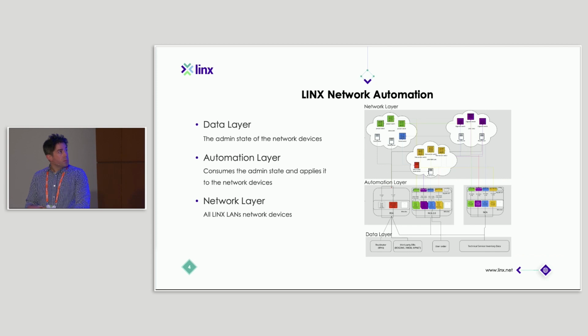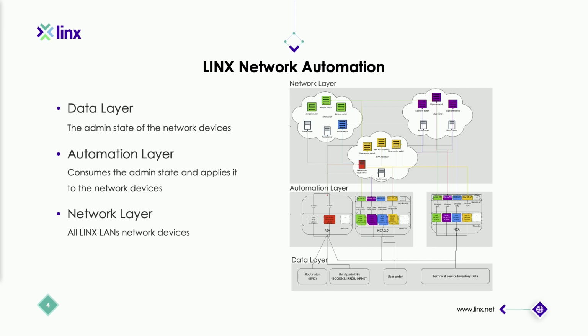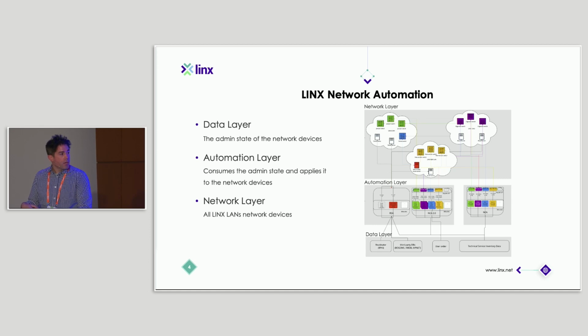This is a more general schematic of the different layers. So you have the data layer, which represents the admin state of the network devices. So you have the technical service inventory data, which is where we basically keep the majority of our data, and is used by the three platforms. And then the user order, which is specifically for the NCA 2.0, as I mentioned, for instance, when a person orders something by a portal. And then for the root server, you also have external data sources, sources of authority like Routinator or other third-party DBs. And these are the automation layers, so the three different platforms.